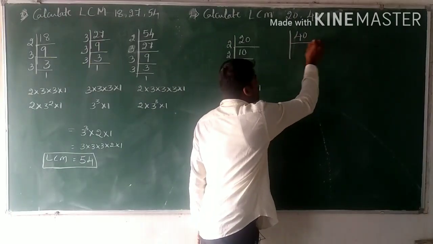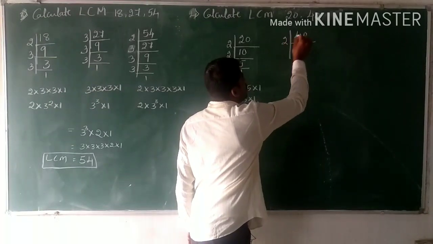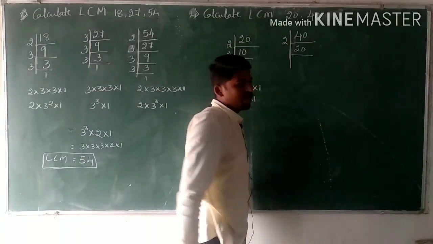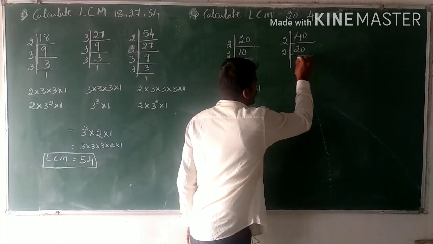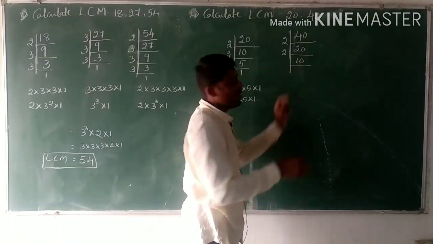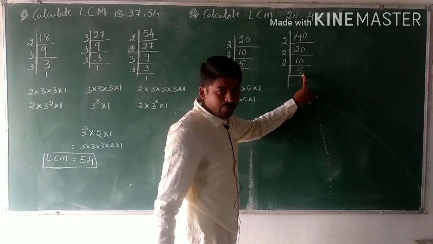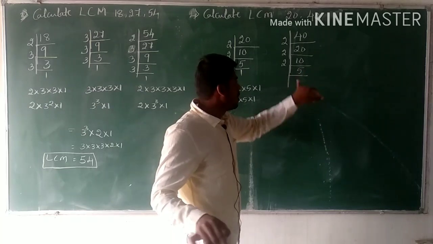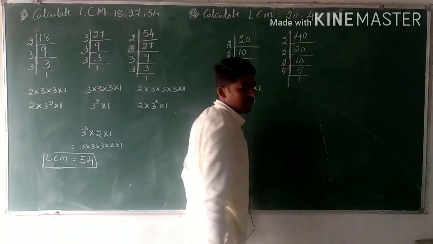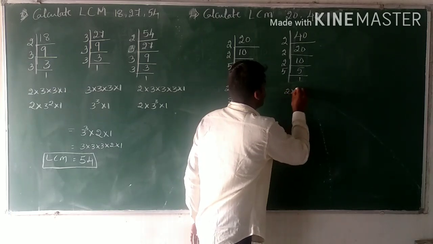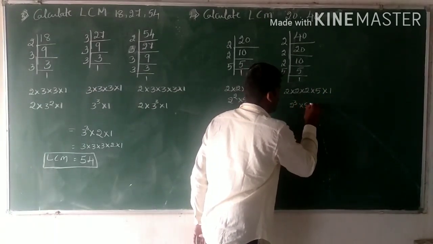Now we divide the 40 in the same way. 40 is an even number, so I divide it by 2 and get 20. This 20 is an even number, so I divide it by 2 and get 10. The 10 is also an even number, so I divide it by 2 and get 5. Last, we get a prime factor. A prime factor can be divided either by 1 or by the same number, so I divide 5 by 5 and get 1. Now I can write 2 cube into 5 into 1.